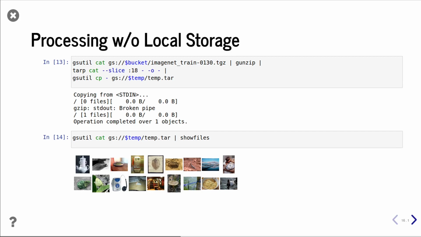Using pipes, standard input and standard output together allows us to process shards and datasets stored as tar files without using any local storage. For example, here we stream a shard from a Google Cloud Storage bucket. We uncompress it inline. We then use tarp cat to cut out the first 18 samples, and we store the result directly back into the cloud without using any local storage. And afterwards, we can retrieve the data that we just stored in the cloud and display it.